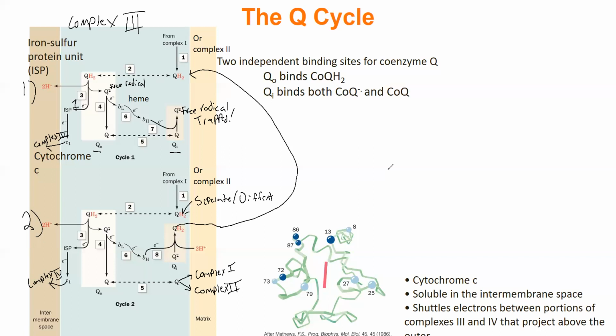It's how are we moving the hydrogens and electrons from Q in a way that's productive for the cell?